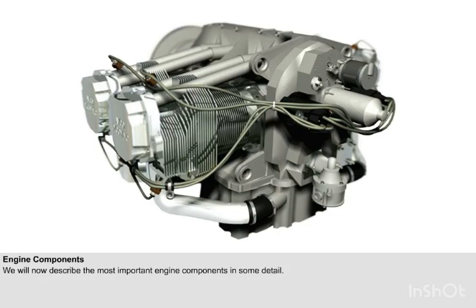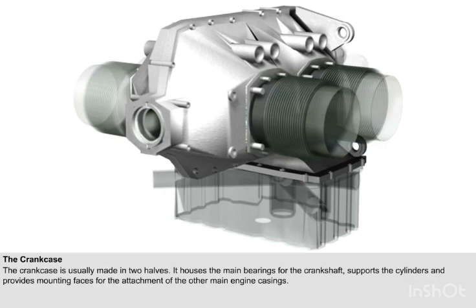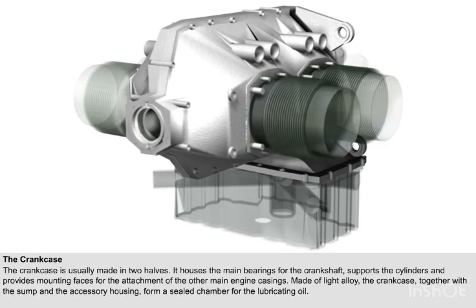The aircraft piston engine is made up of a number of component parts. We'll now describe the most important of these in some detail. The crankcase is usually made in two halves to make installation and removal of the crankshaft easier. It houses the main bearings for the crankshaft, supports the cylinders, and provides mounting faces and spigots for the attachment of the other main engine casings. Generally made of light alloy, the crankcase, the sump, and the accessory housing together form a sealed chamber for the lubricating oil, and are provided with a means of attaching the engine to its mounting frame in the aircraft.